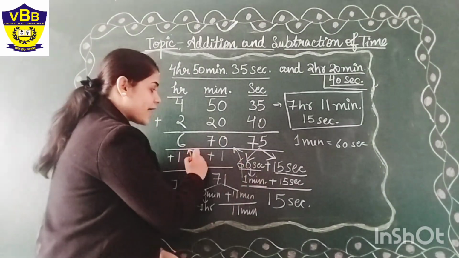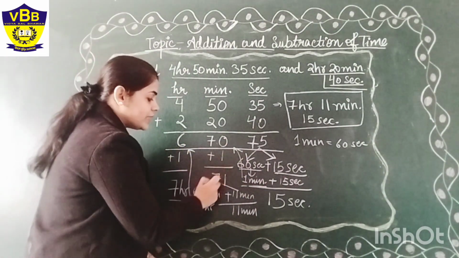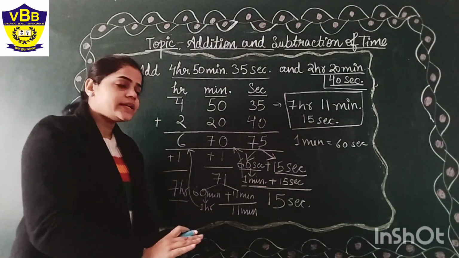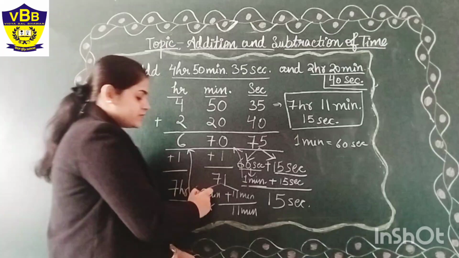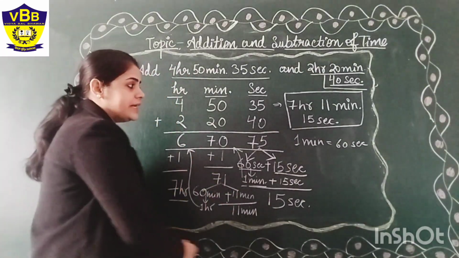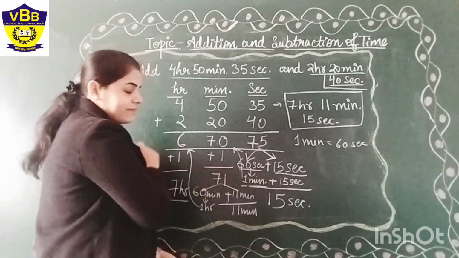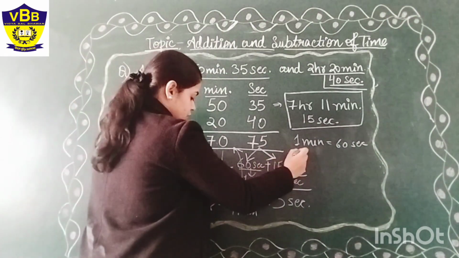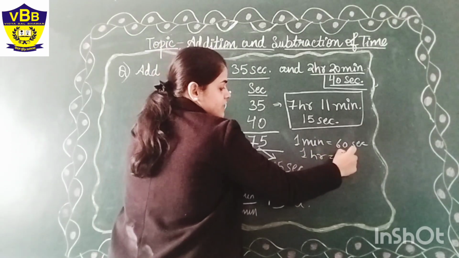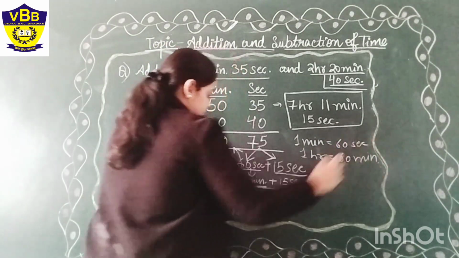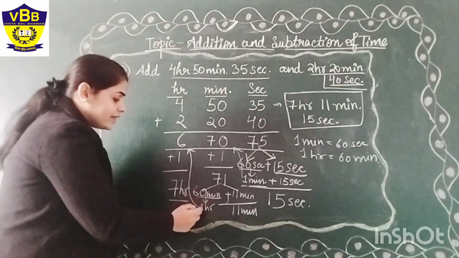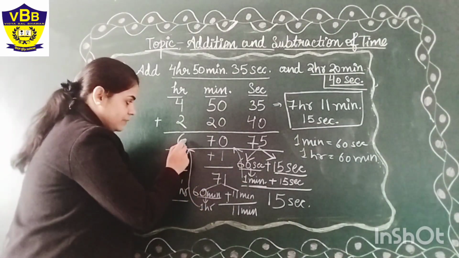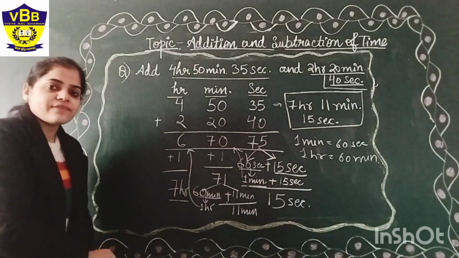After carrying forward, 70 plus 1 becomes 71. But we do not see any 71 minutes. So we will again split it into 60 minutes plus 11 minutes, since 60 plus 11 is 71. It will again be converted, since we know that 1 hour is equal to 60 minutes. So 60 minutes can be written as 1 hour here. And this 1 hour will be carried forward here. So it will be 6 plus 1 equals 7 hours.